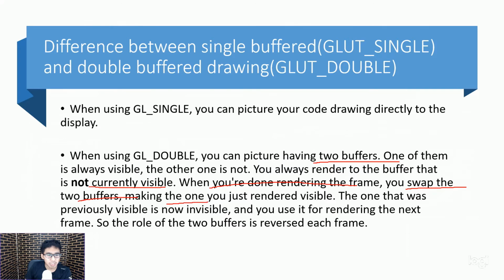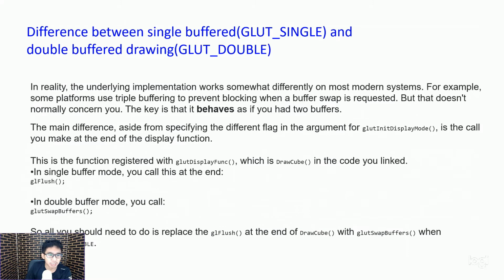Swapping makes the one you just rendered visible. The one that was previously visible is now invisible, and you can use it for rendering the next frame, so it's ready for the next frame. So the roles of the two buffers reverse and alternate between each other. This is another explanation for it.